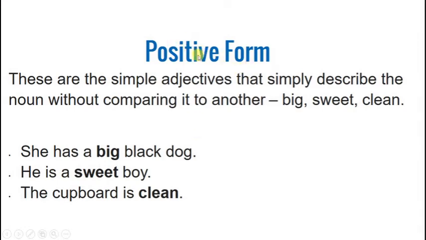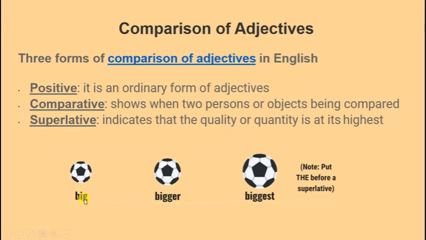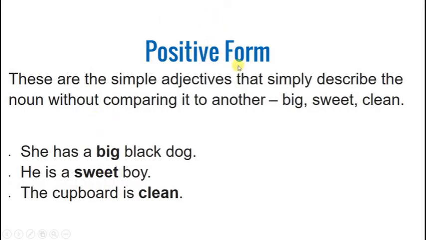First, the positive form. I told you before that in the positive form, like big, small, happy, we don't add anything to the adjective. These are simple adjectives that simply describe the noun without comparing it to another. So we don't have comparison here. Like big, sweet, clean, any adjective. So she has a big black dog. No comparison here, guys. So big is an adjective and I call it a positive adjective. Why? Because there is no comparison here.